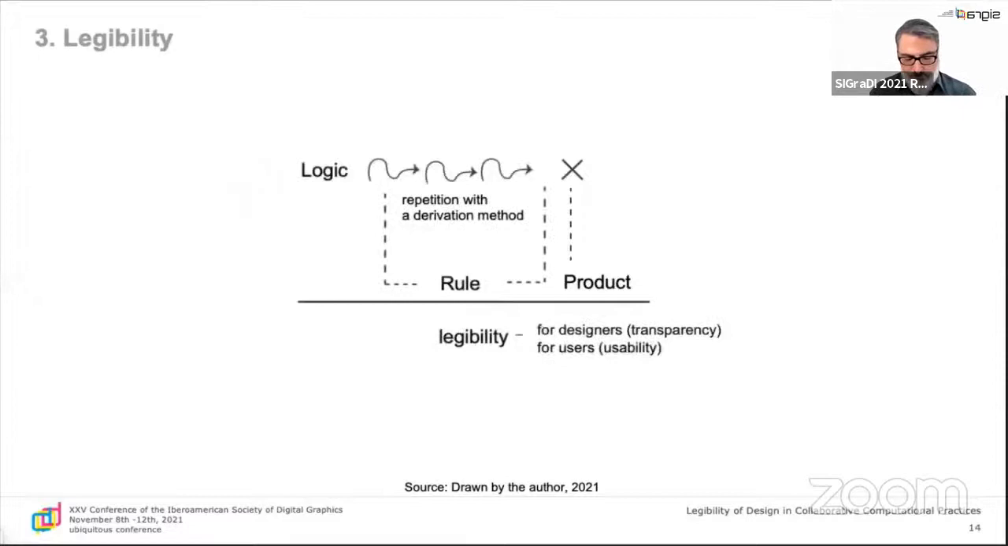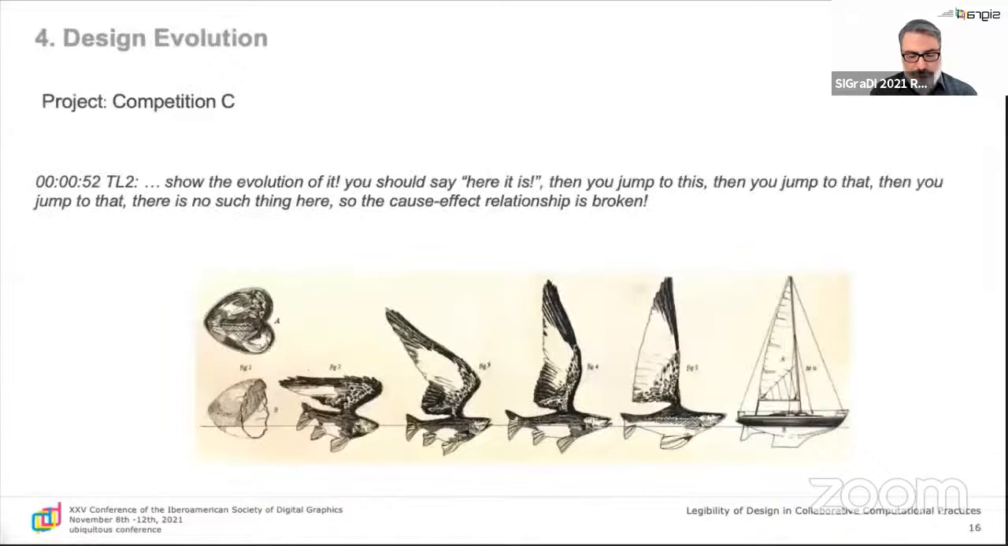In the competition C, after developing multiple but unsuccessful proposals, we observed the team leader emphasizing the idea of design evolution through various images, which were illustrations of an evolutionary process for a vehicle design, evolved from a biological form. Then the team leader explains what evolution in design means for them.